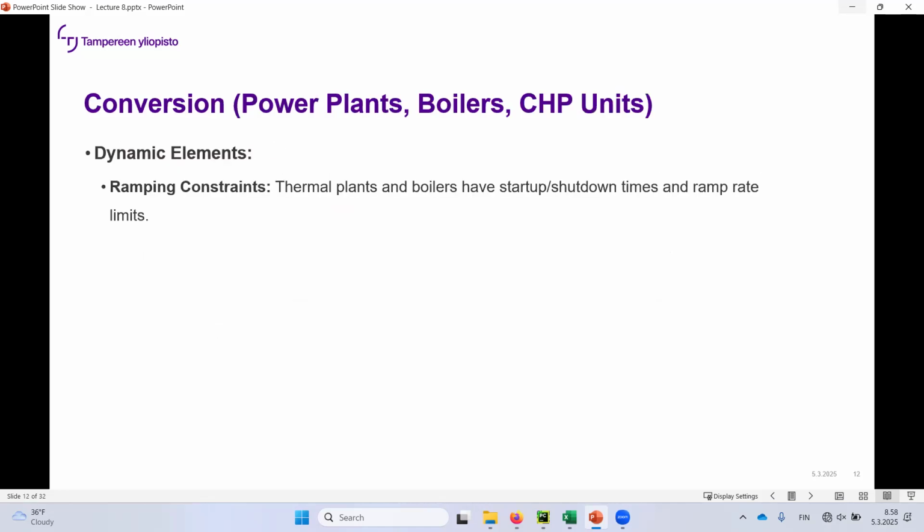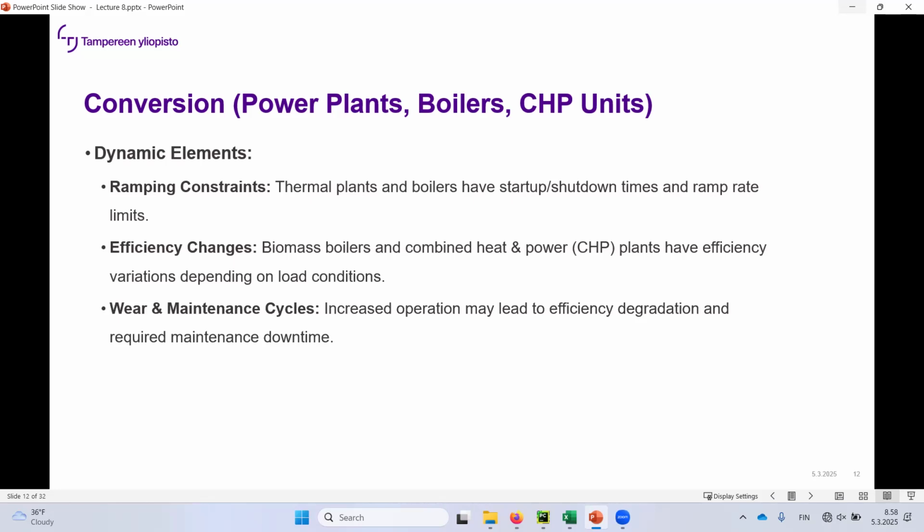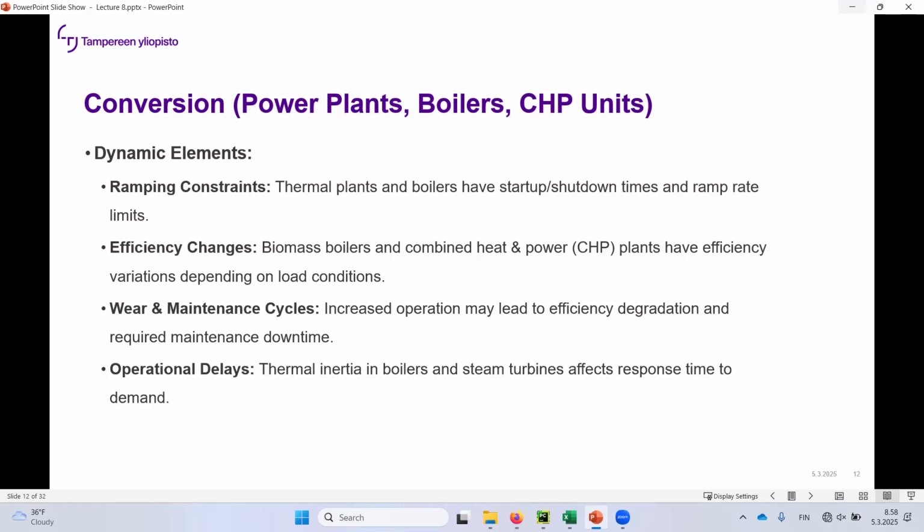But related to power plants, you have ramping constraints, you have efficiency changes, wear and maintenance cycles, and operational delays. So this kind of thermal inertia on boilers and steam turbines. I'm not going to, by the way, cover all of these. For example, I don't think I have anything on these operational delays.